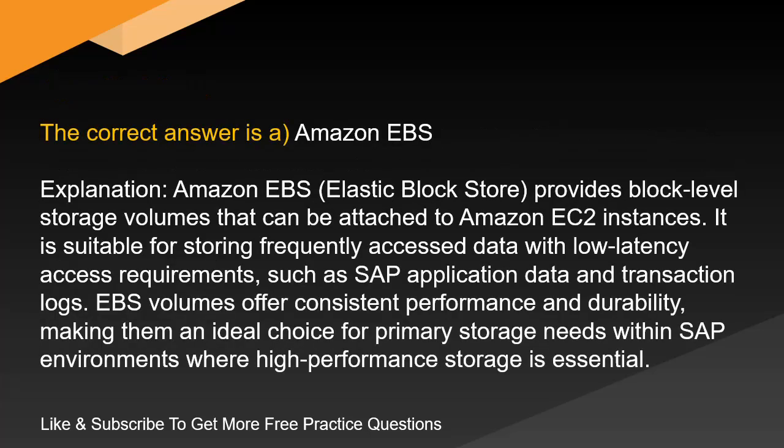The correct answer is A. Amazon EBS. Explanation. Amazon EBS, Elastic Block Store, provides block-level storage volumes that can be attached to Amazon EC2 instances. It is suitable for storing frequently accessed data with low latency access requirements, such as SAP application data and transaction logs. EBS volumes offer consistent performance and durability, making them an ideal choice for primary storage needs within SAP environments where high-performance storage is essential.